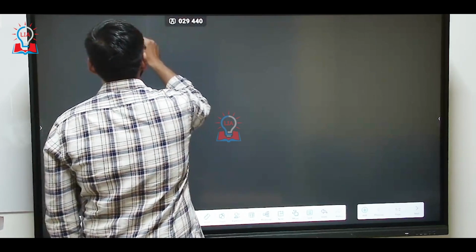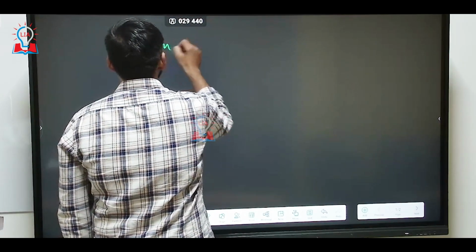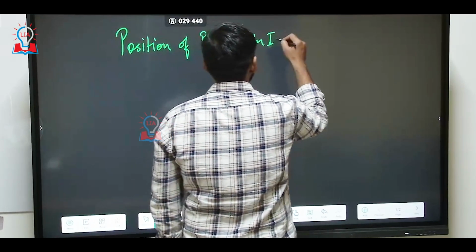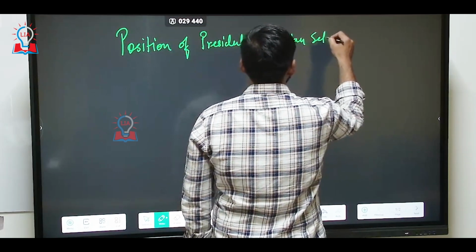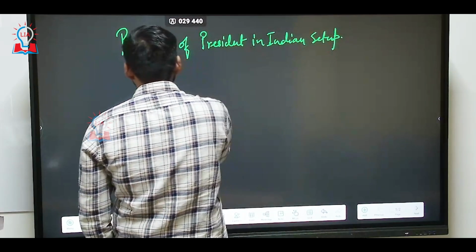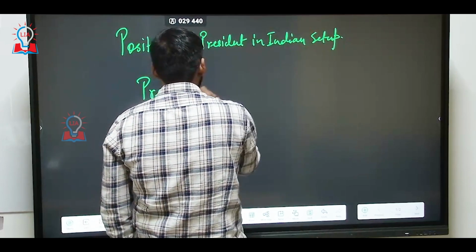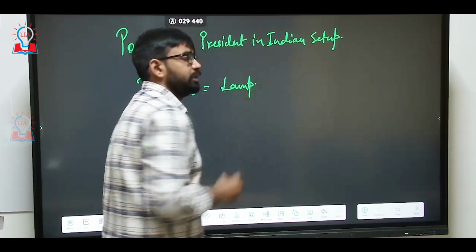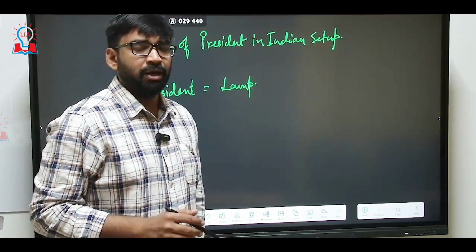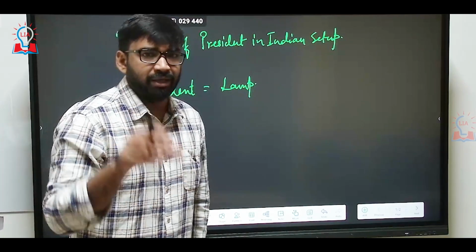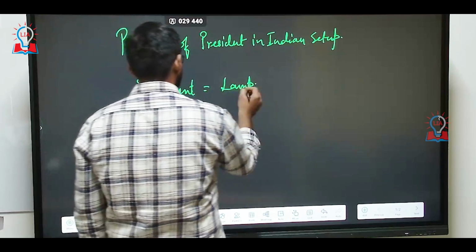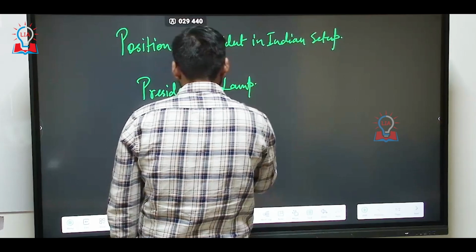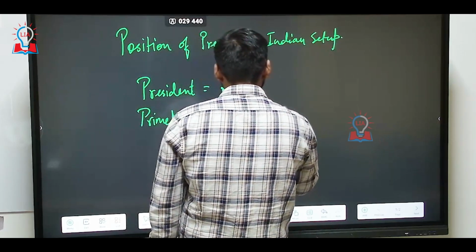Now, the position of president in Indian setup. So let me tell you, the president is like a lamp in Indian setup. Getting my point? And the prime minister is the main power. The president is like a lamp and the prime minister is the main power.